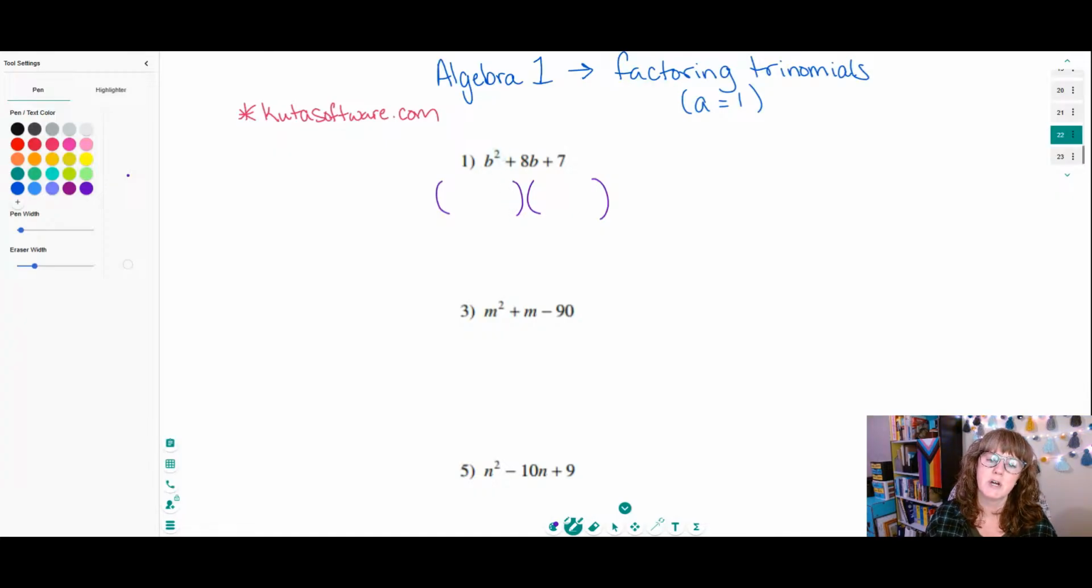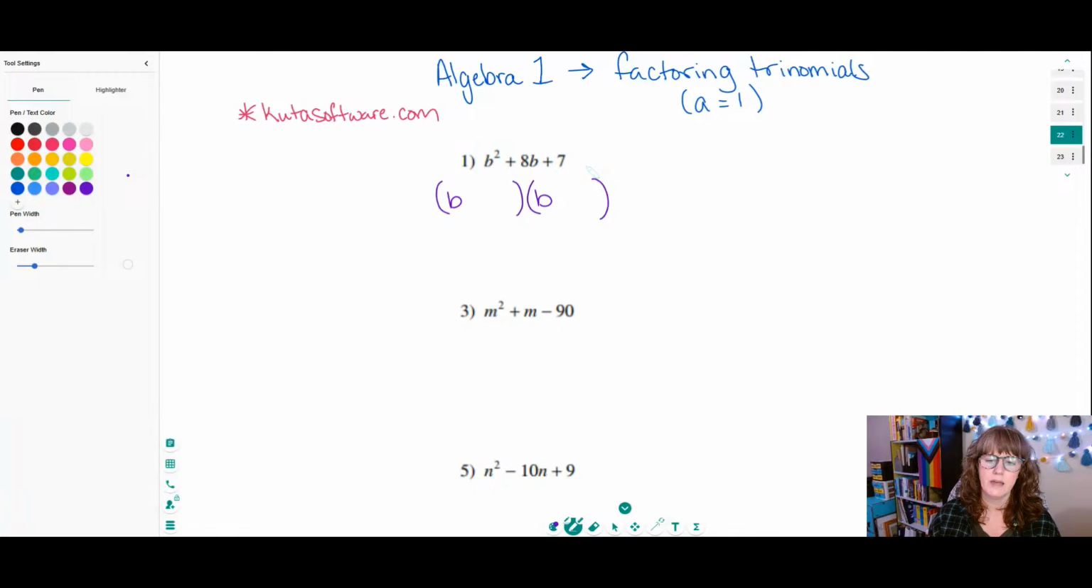But we're always going to start with this first term, b squared. And we want to know, what can we multiply to get b squared? Well, for b squared, it's just going to be b and b. So those are going to be our first 2 terms in each set of parentheses. Now we're going to jump over to the plus 7.